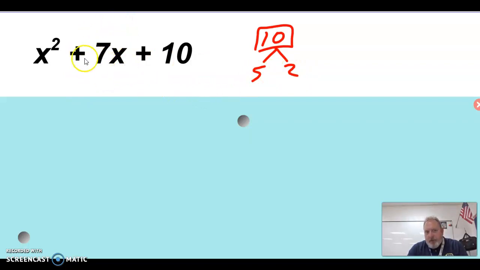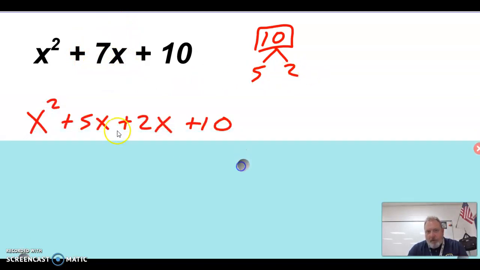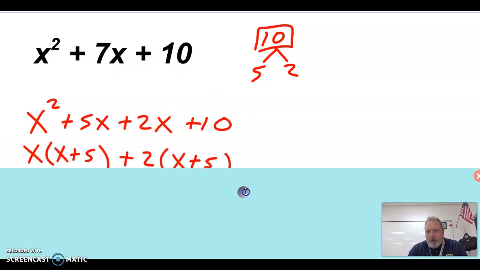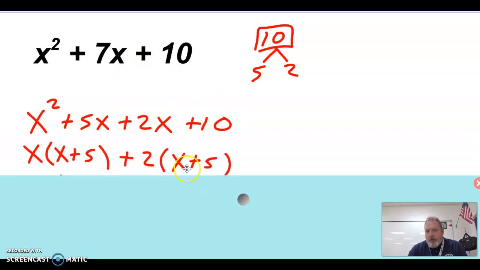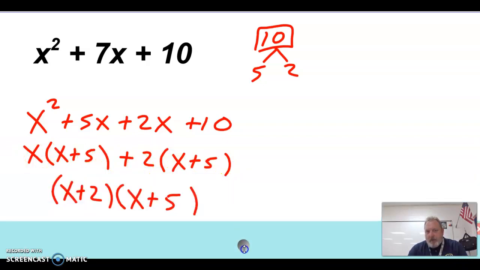Then our next step says to rewrite this number as the sum of those two. So x squared plus 5x plus 2x plus 10. 5x and 2x equals 7x. We now have 4 terms. So when we talk about factoring by parts, it's the first two and the second two. The greatest common factor between these two is x, and the greatest common factor between the second two is 2, like so. I now have a common factor of x plus 5, and what remains is x plus 2. So there is my answer.